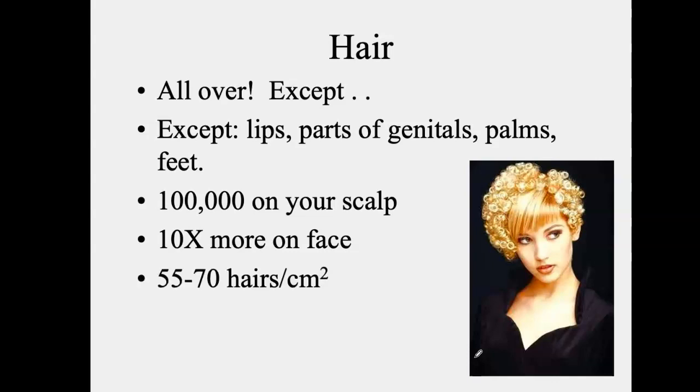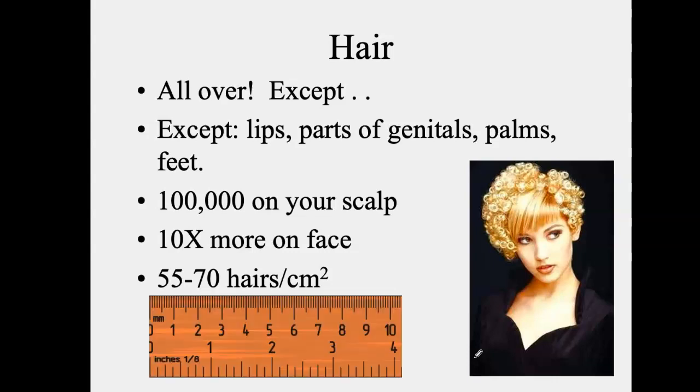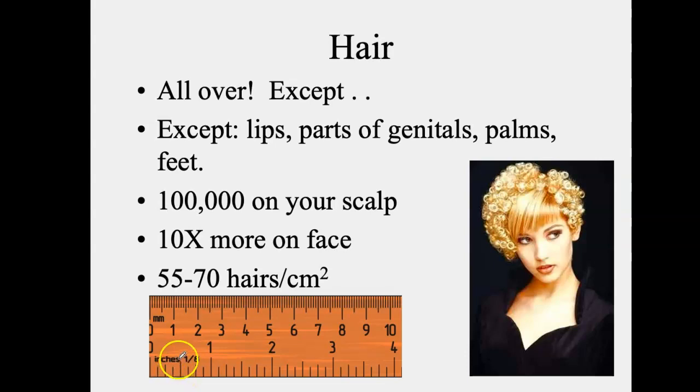You have about 55 to 70 hairs per square centimeter throughout your body. I put this here again because we've been talking about centimeters. This is a centimeter, less than half an inch. And when I was talking about millimeters, like the 0.1 millimeter of the epidermis, it was 0.1 of these little spaces. It's crazy tiny.